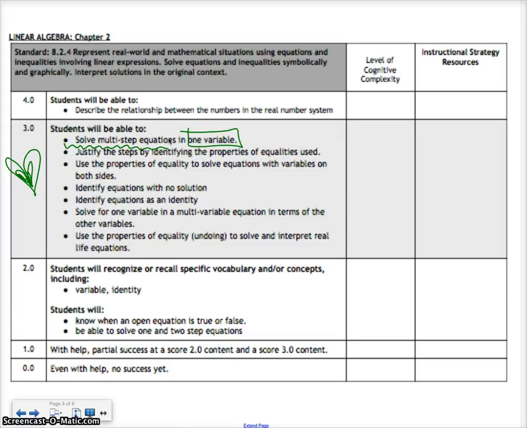And we're also going to be able to satisfy the second bullet, as we have ever since the beginning of this unit. We're going to justify the steps by identifying the properties of equalities. That just means that if you add something to one side of an equation, you need to add it to the other to maintain that equality.